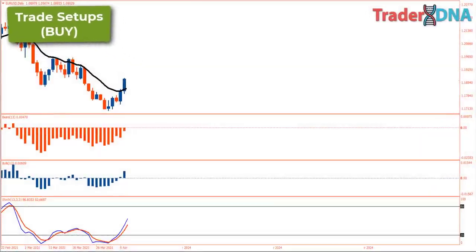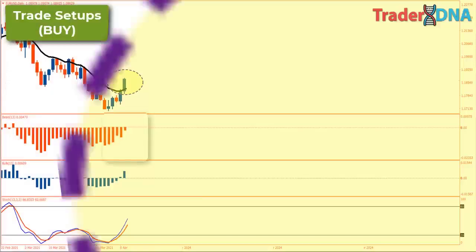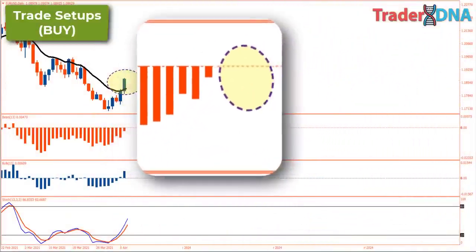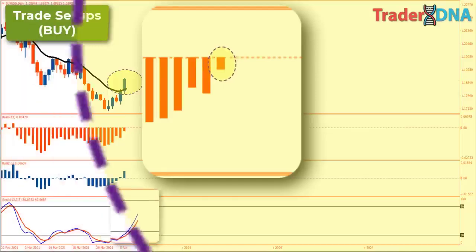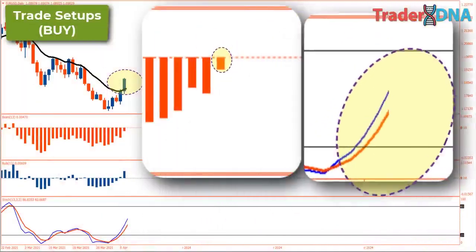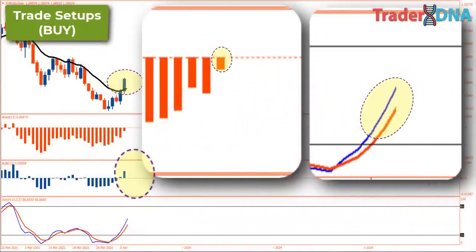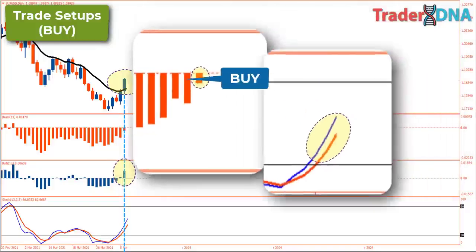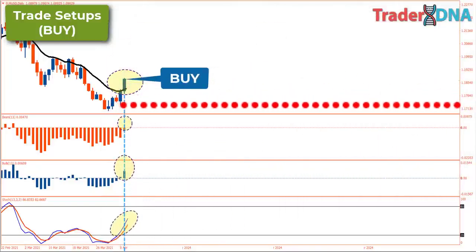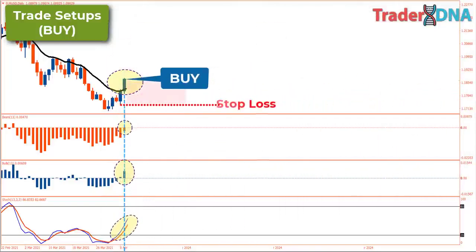Buy when the price is above the EMA line. Bear's power histogram is negative but moving closer to zero. The stochastic line crosses above the level 20 after being in the oversold area. Bull's power histogram is above zero and sufficiently high. Set the stop loss below the nearest swing low. This strategy has high accuracy, so set a minimum target profit of 3 times the stop loss.